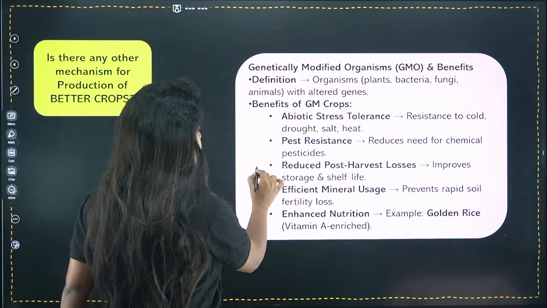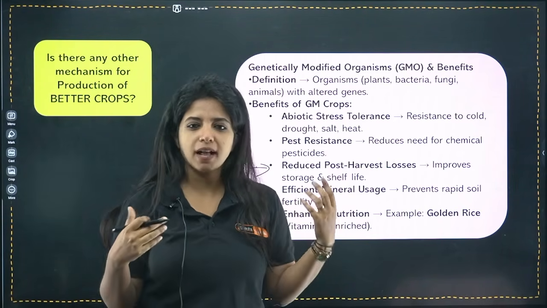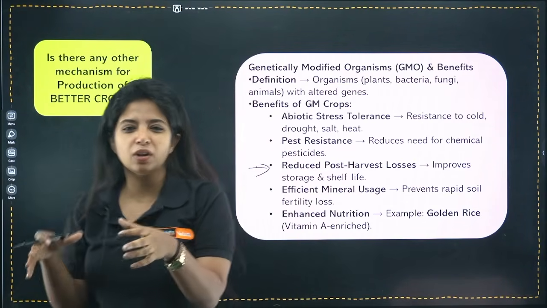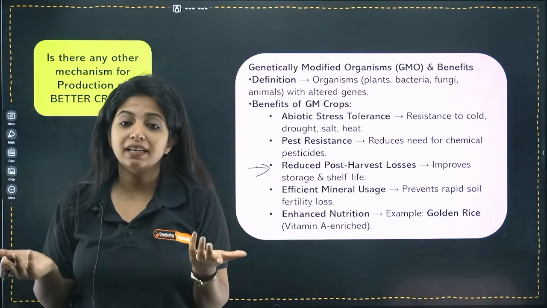Next thing, reduced post harvest loss. That means most of the time it happens that the farmers harvest the plants, but later on there are so many losses when you keep them in the godown, my dear children, that is fungi, this and that being formed, and all of it leads to loss.